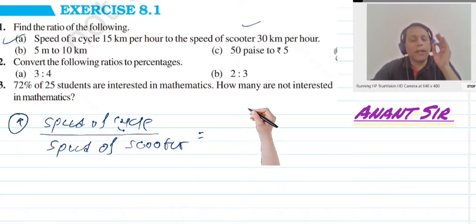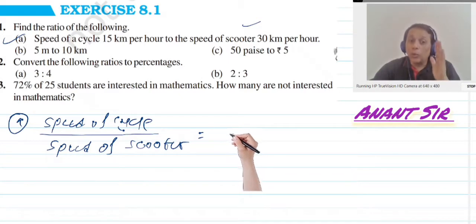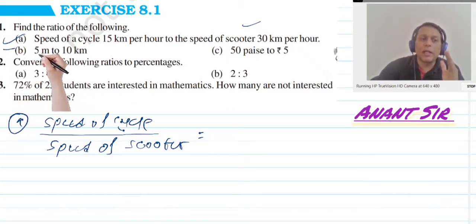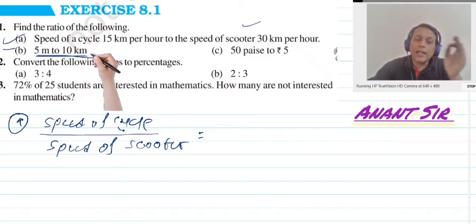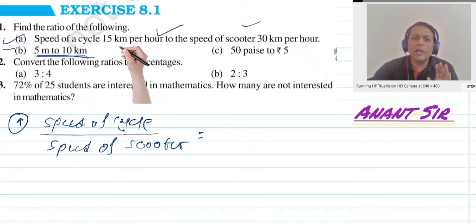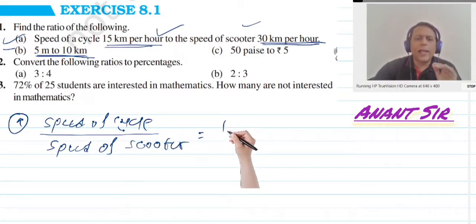One thing which is very important to remember: while finding the ratio, the units have to be the same. For example, look at question B here. 5 is in meters and 10 is in kilometers. It cannot be like that. You have to convert them to the same unit and only then can you find the ratio. This is very important. But in the first question, 15 kilometer per hour and 30 kilometer per hour, so units are the same. You can directly solve this question. It will be 15 by 30.